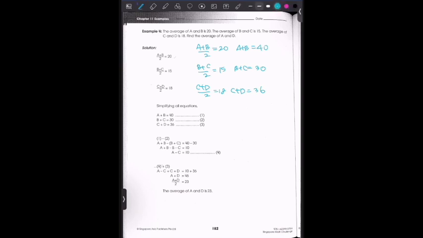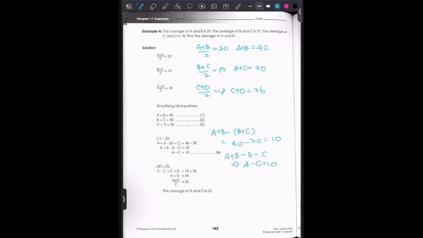Now we're going to look for the average of A and D. And so to do that, we're going to first combine these two together. So A plus B minus B plus C is going to be 40 minus 30. And so that gives us 10. And what that tells us is A plus B minus B minus C. And so that tells us A minus C is 10.